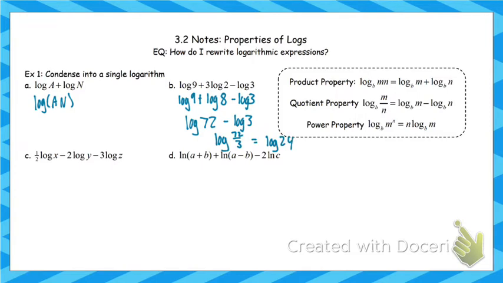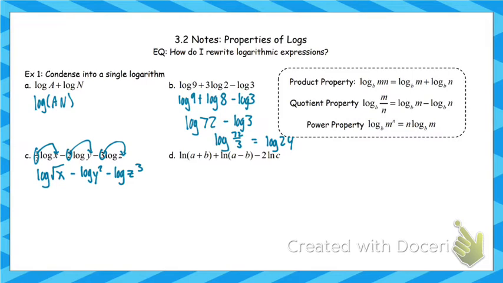All right, so again, looking at the next one, we'll start by moving the numbers out in front to become exponents. So 1/2 becomes the exponent on the x, 2 becomes the exponent on the y, 3 becomes the exponent on the z. Now remember what 1/2 as an exponent means. 1/2 as an exponent means the square root of x. So then I'm going to move each of those exponents. And then if we're subtracting, then we can divide the logs.